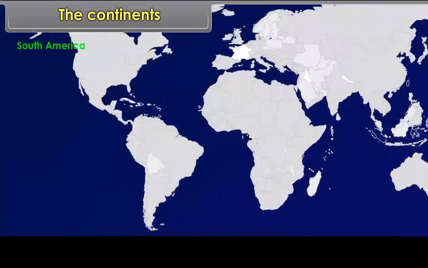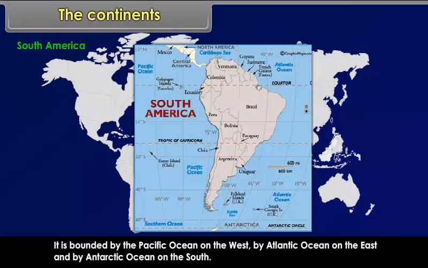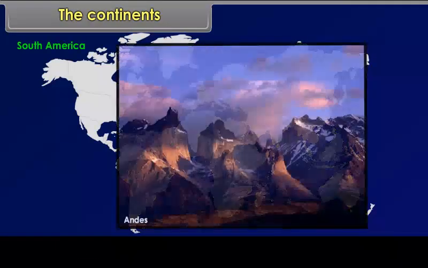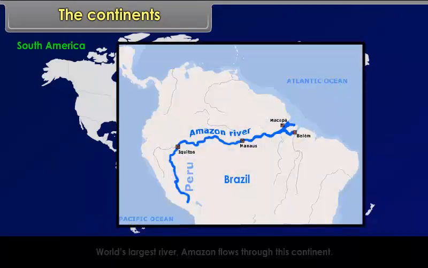South America. South America lies mostly in the southern hemisphere. It is bounded by the Pacific Ocean on the west, by Atlantic Ocean on the east, and by Antarctic Ocean on the south. The world's longest mountain range, the Andes, runs through its full length. World's largest river, Amazon, flows through this continent.